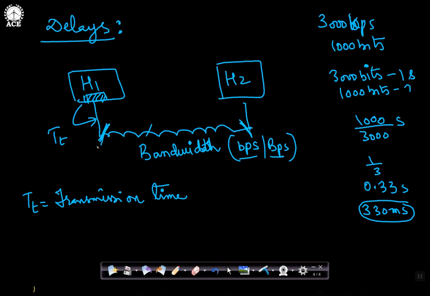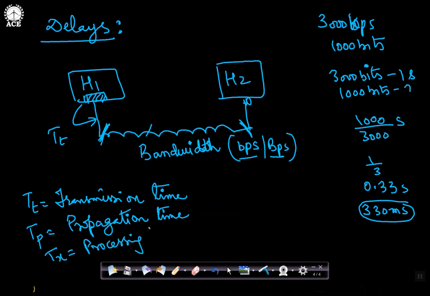Like that, the time taken by the bit to travel from this point to this point is called TP. This is called propagation time. Time taken for one bit to propagate from one end of the wire to the other end where the other host is present is called propagation time. And then I will have another time called TX, processing time. So the time needed by the host to process this packet once it comes, this frame, once it comes at the other host receiver, that is called processing time.